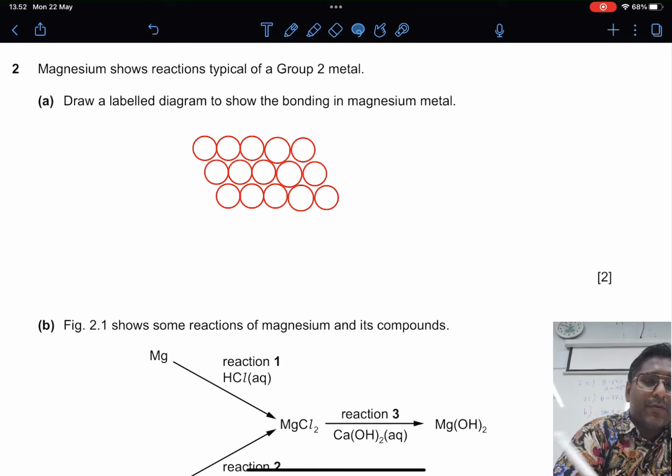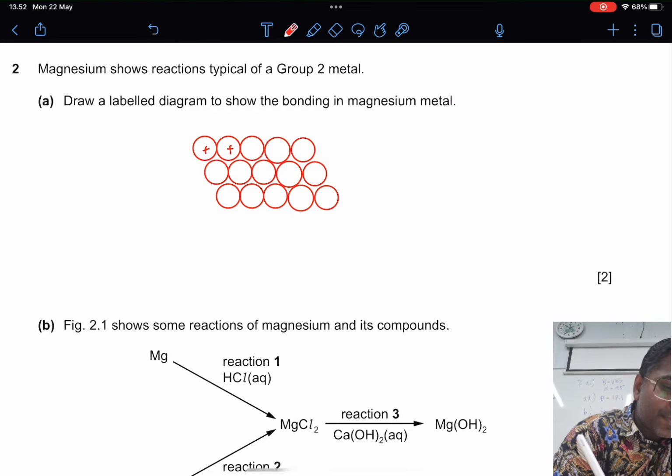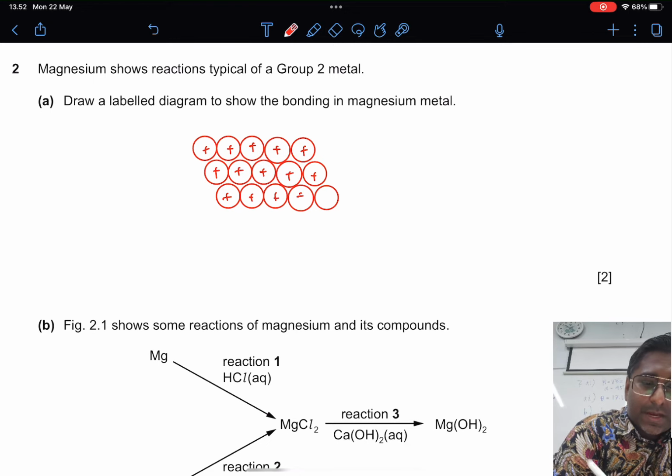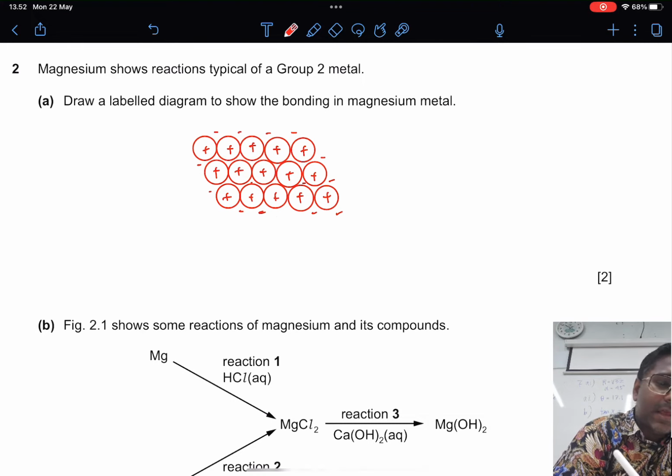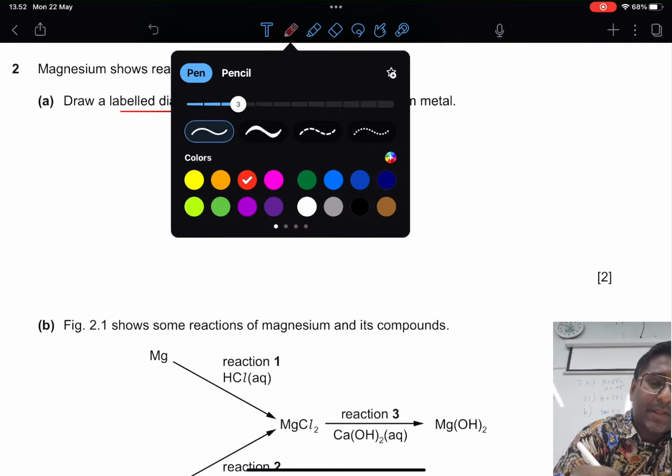Okay, so what I'm going to do is just put positive there, positive, and then put the electron. So the electron, negative, just put outside, in any gaps over there. So they say label the diagram, and a lot of students miss out on that, they forgot to label.